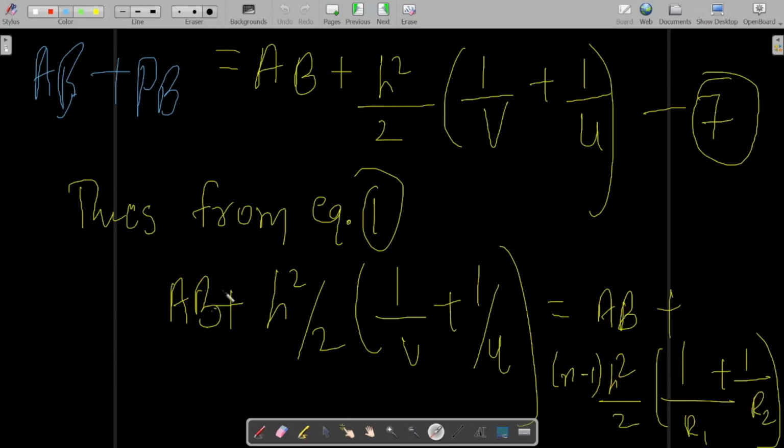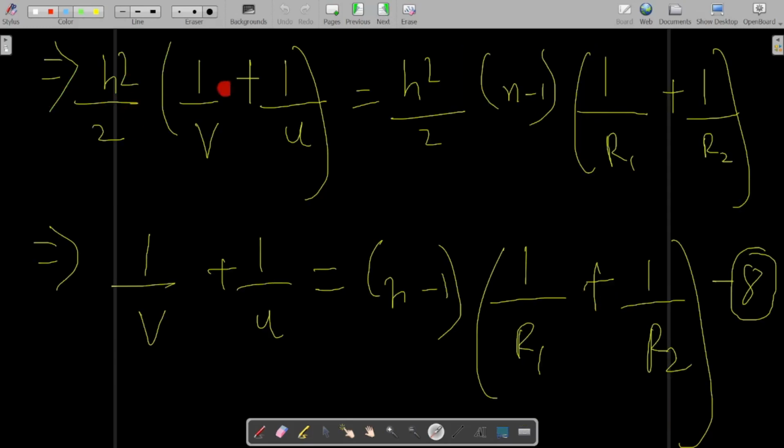Then AB and AB will cancel from here. After you equate equation 1 and 7, AB and AB will cancel. Then you will get h square by 2 equal to this much. Then h square by 2 will also get cancelled from here. Then you will get something like this, which is your equation number 8.